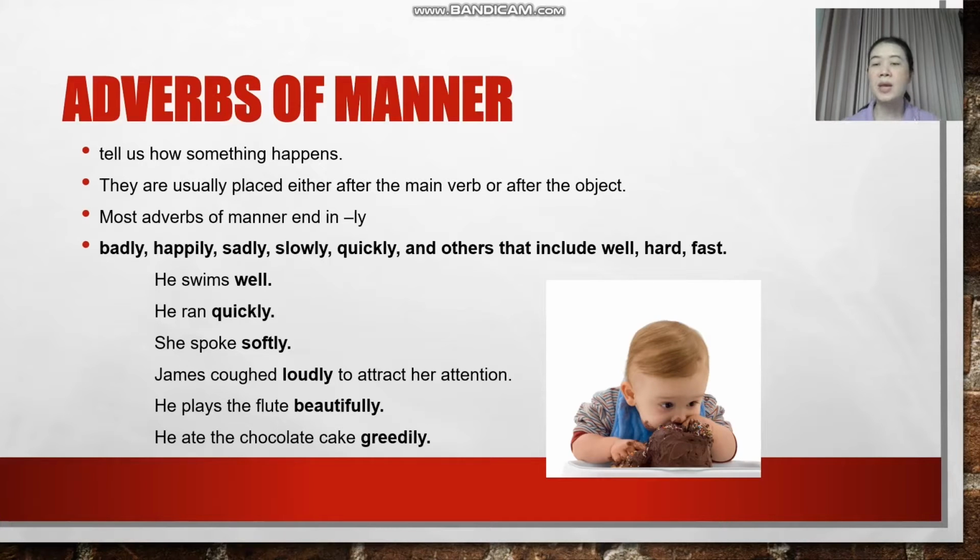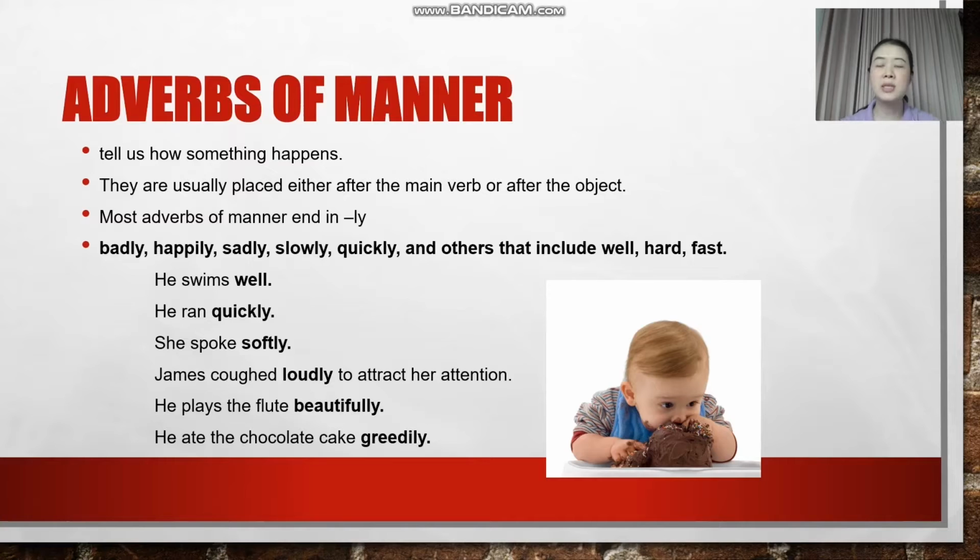Let's see. He swims well. He ran quickly. He spoke softly. James coughed loudly to attract her attention. He plays the flute beautifully. And he ate the chocolate cake greedily.